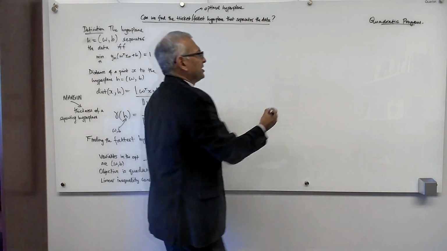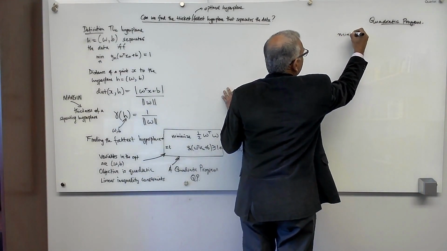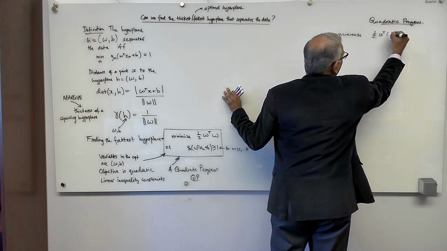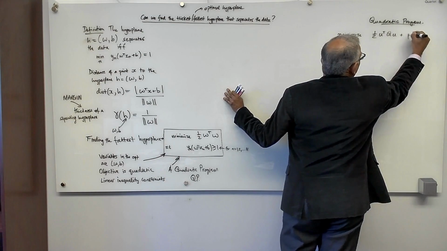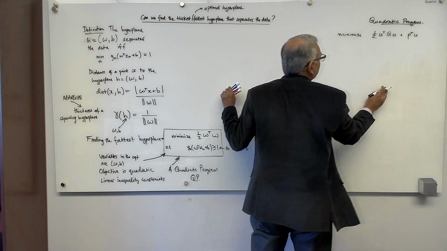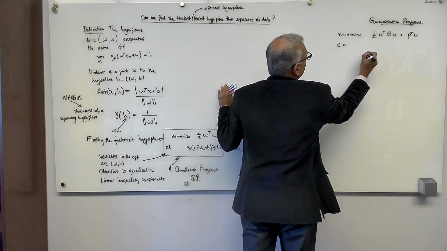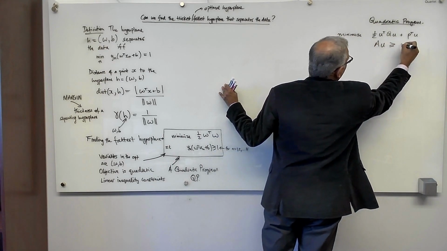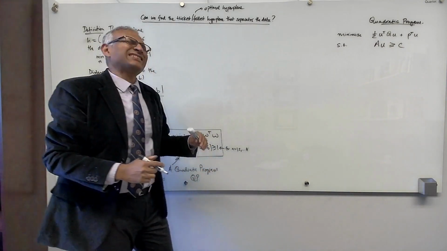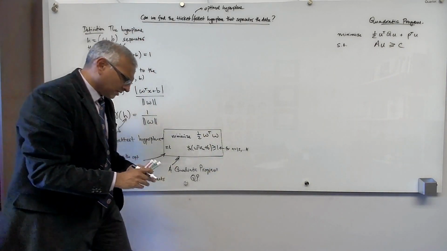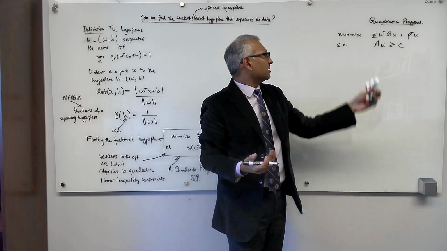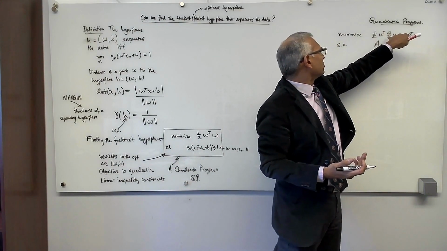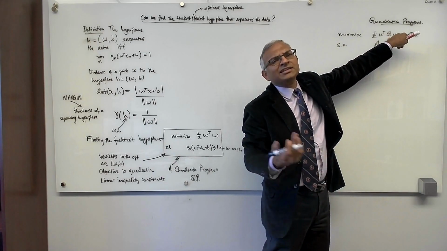A quadratic program in standard form is an optimization problem where you minimize 1/2 U transpose Q U plus P transpose U, subject to A U greater than or equal to C. You say, what? Well, you can't argue with me. That's what a quadratic program is. You minimize a quadratic term plus a linear term. Q has to be positive semi-definite, ideally positive definite.